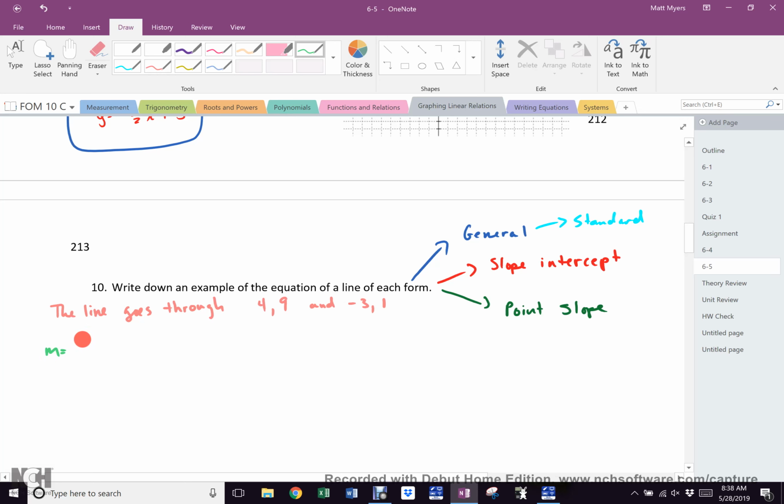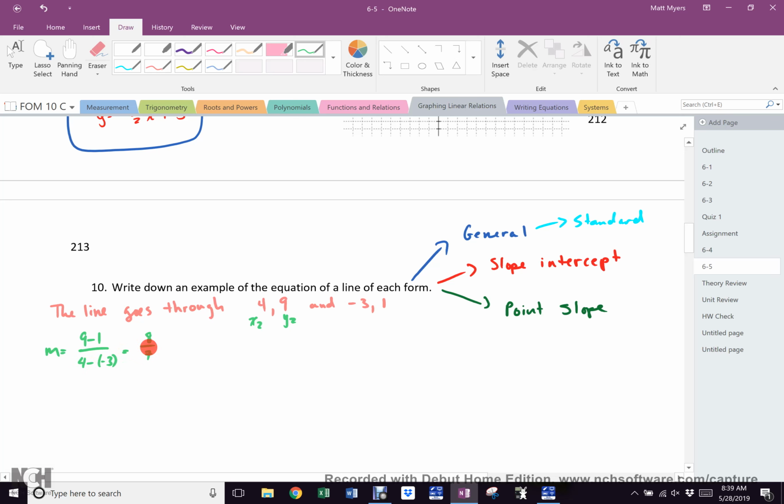Does it matter which one I do? Why would I suggest 9 minus 1? It'll be positive. You guys work better with positive numbers. 9 minus 1. So what does that make this y automatically? If I'm going to use 9 minus 1, that's y2. So what does that make this guy? x2. So what goes right here? 4 minus then what? -3. Which is, what's 9 minus 1? 8. What's 4 minus -3?